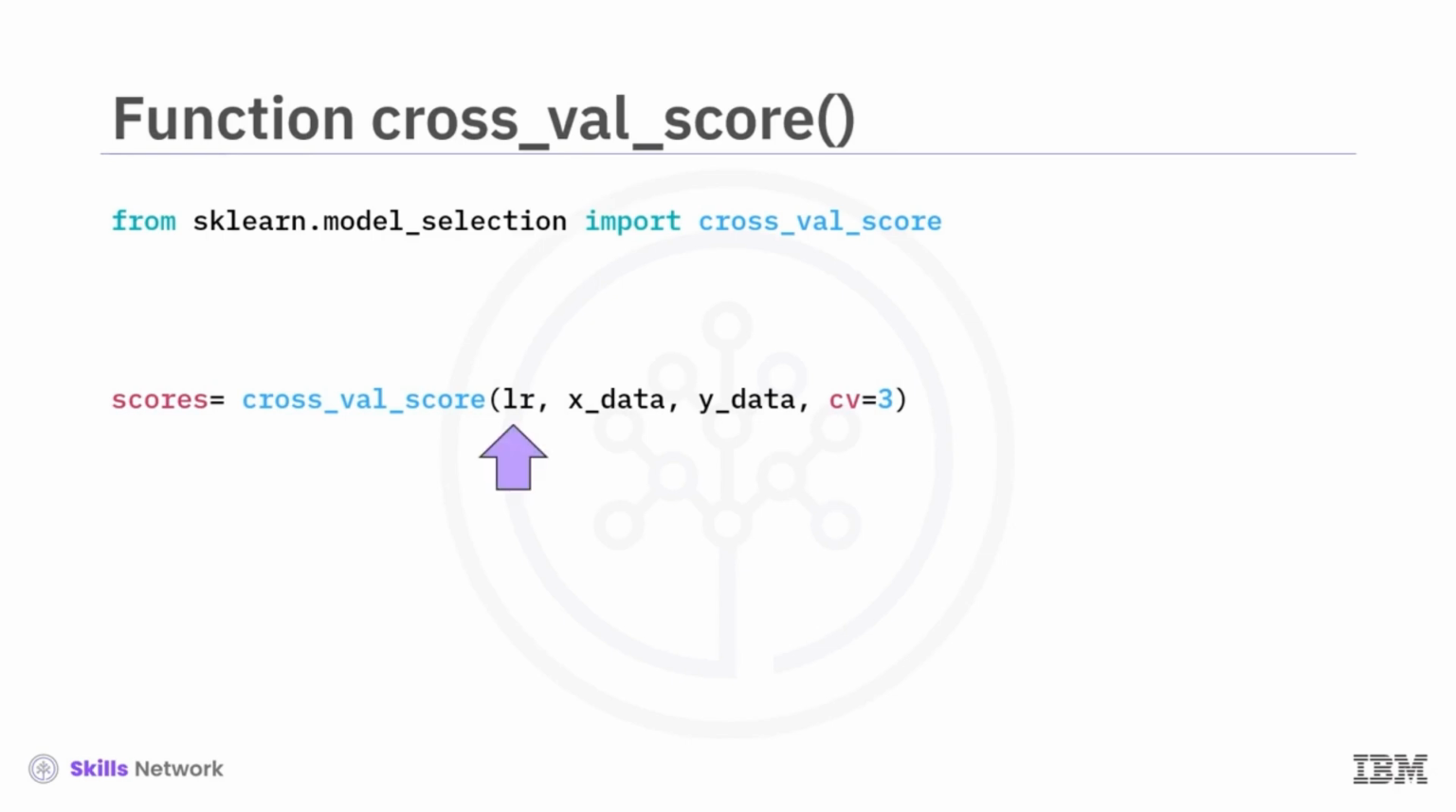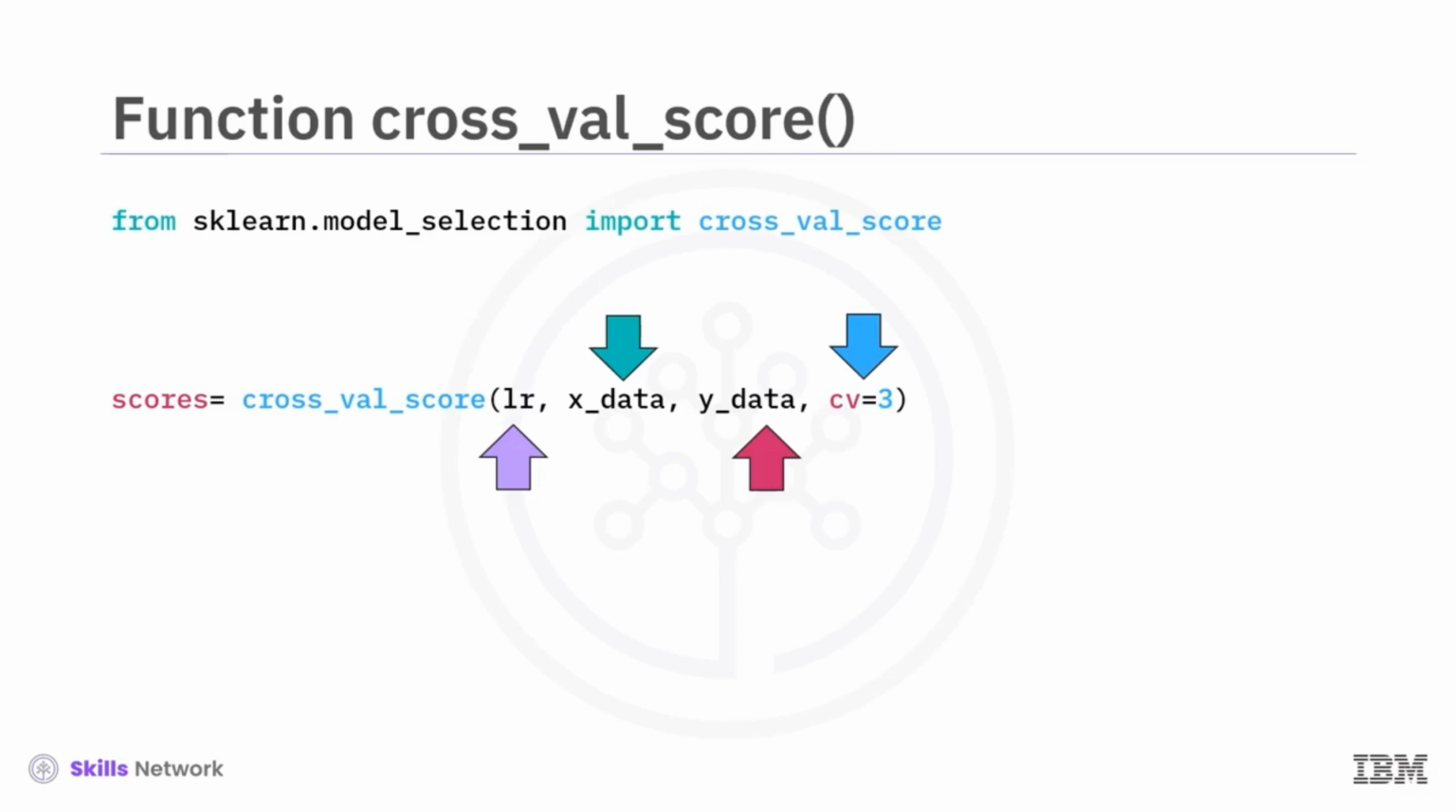The first input parameter is the type of model we are using to do the cross-validation. In this example, we initialize a linear regression model, or object LR, which we pass to the cross_val_score function. The other parameters are x_data, the predictor variable data, and y_data, the target variable data. We can manage the number of partitions with the CV parameter.